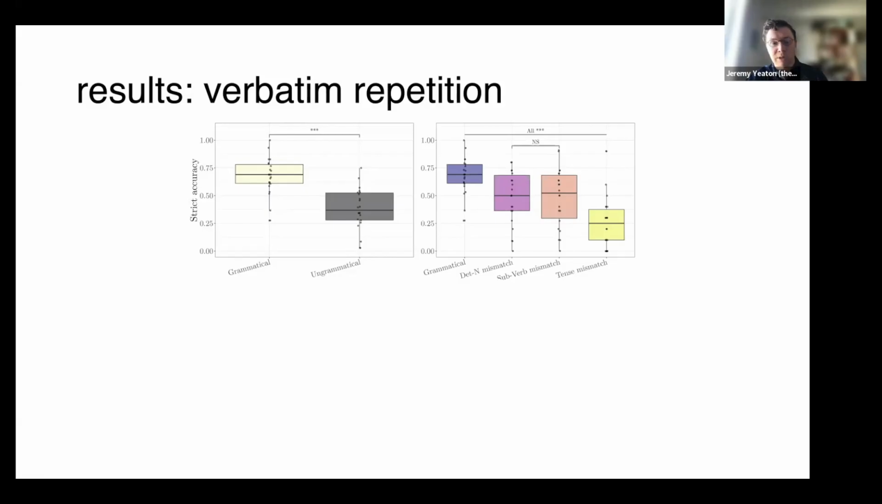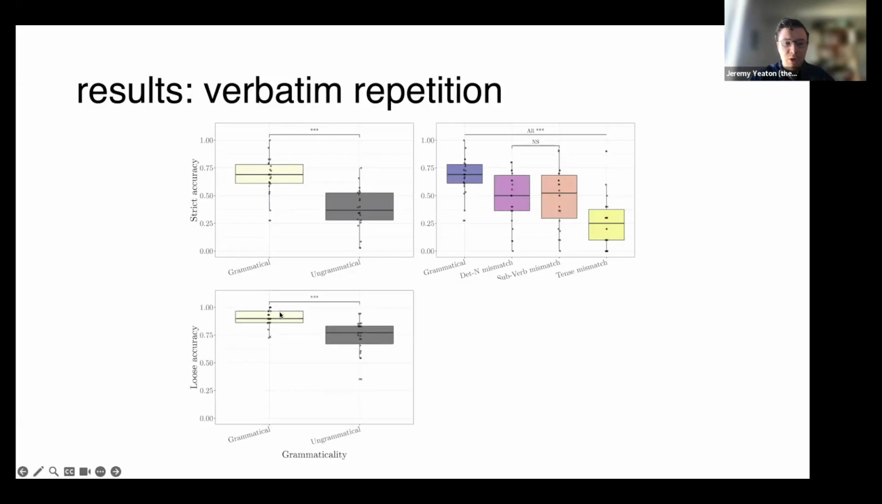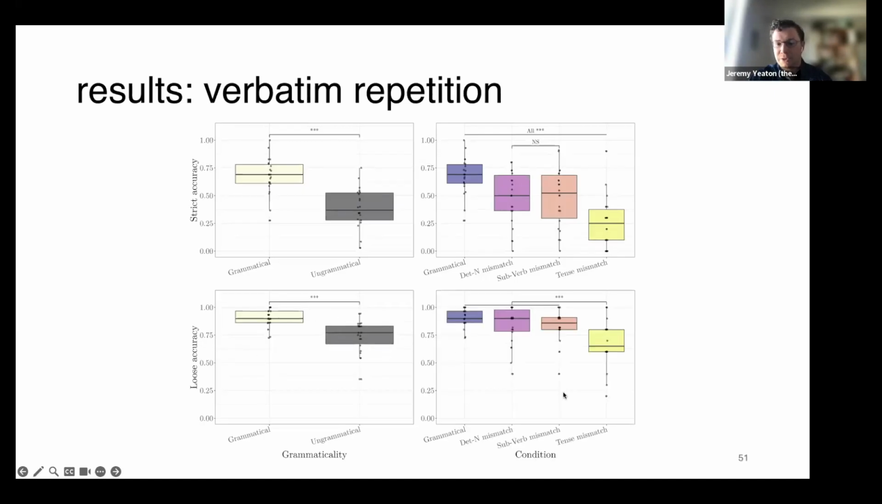So if we give them a little bit more leeway, we can see that they improve quite a bit, especially in the ungrammatical condition. So this is under our loose coding. And again, we see that especially this tense mismatch condition is brought up quite a bit. A question I got at a previous time that I presented these results was, okay, well, if you're giving them loose accuracy, could that be them just producing a grammatical sentence? And so I went back and looked at my data, and that does happen, but it is not the only thing that happens.